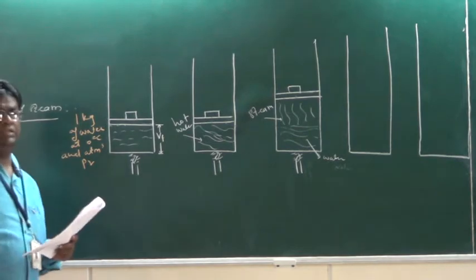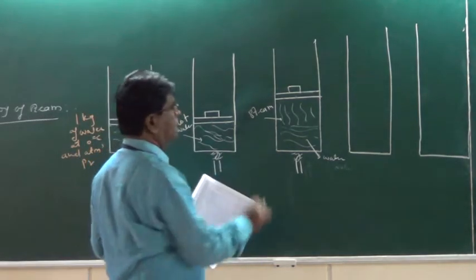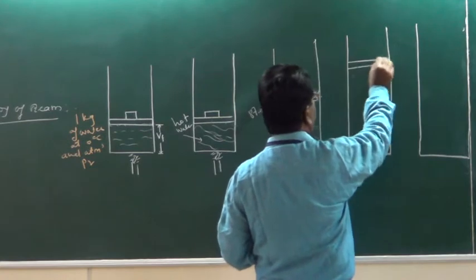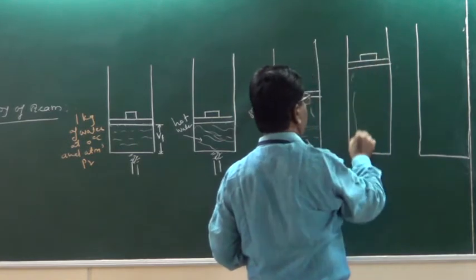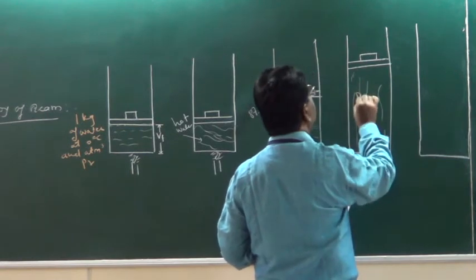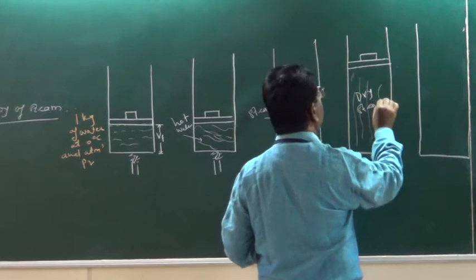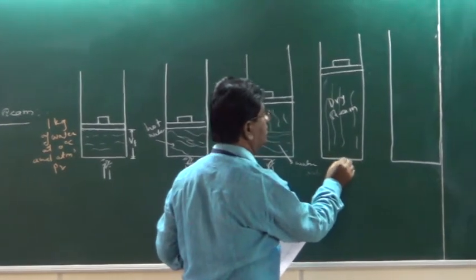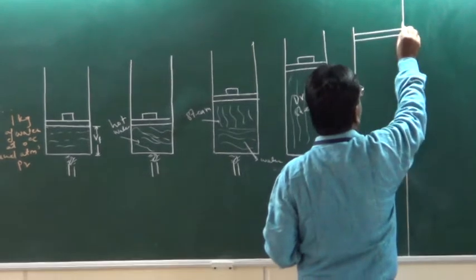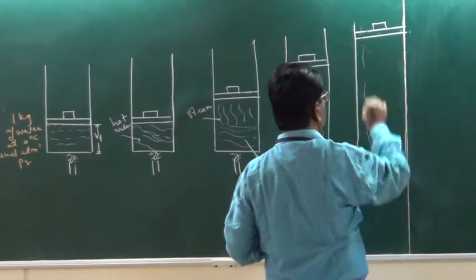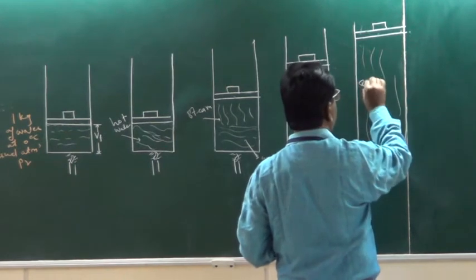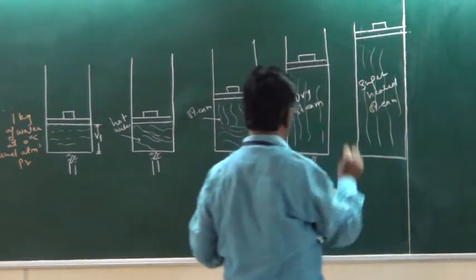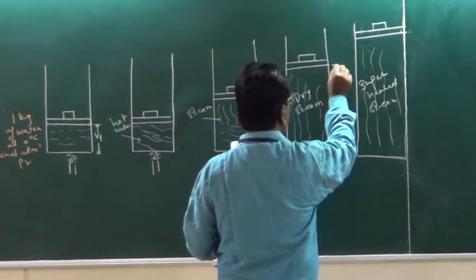If we add further heat to this partial evaporation, then it will give us totally dry steam. So this is a dry steam condition. If you add heat further to this, we get superheated steam.